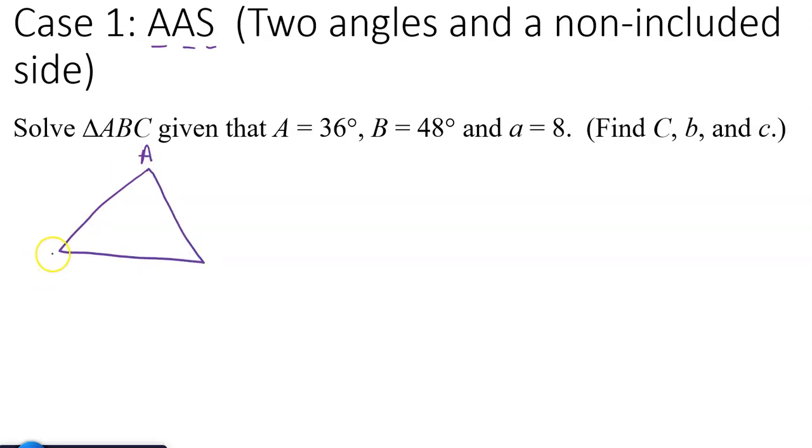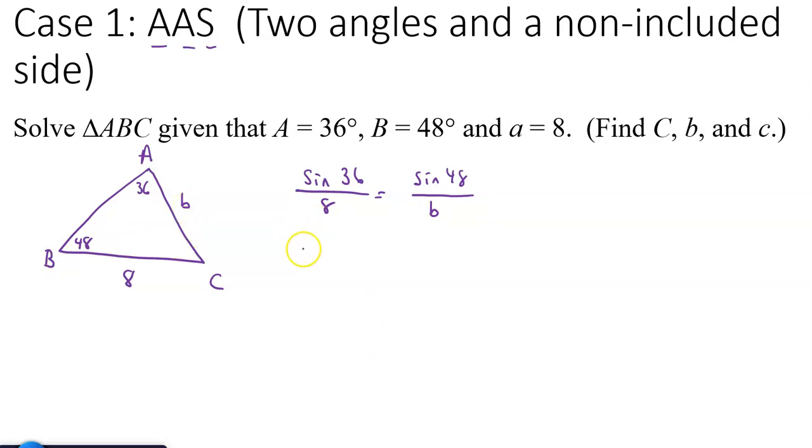So triangle ABC. Angle A is 36. Angle B is 48. And side a is 8. So if angle A is up at the top, side a is down there. So what do I know? I know the sine of angle A, so the sine of 36 over 8 equals the sine of 48 over the side opposite 48. The side opposite 48 we'll call b, because if the 48 degree angle is the measure of angle B, then side b is opposite angle B.